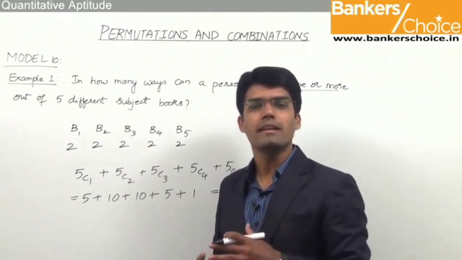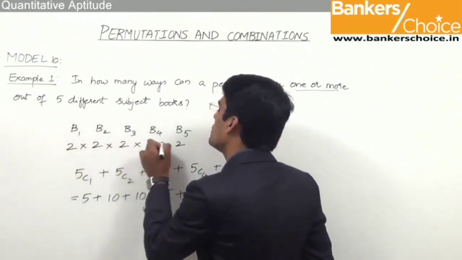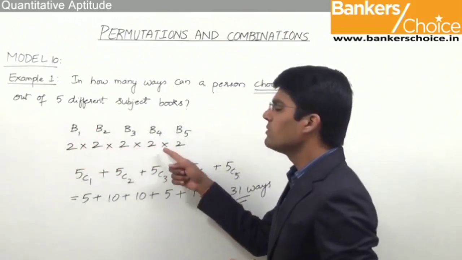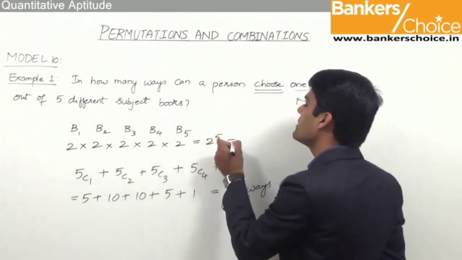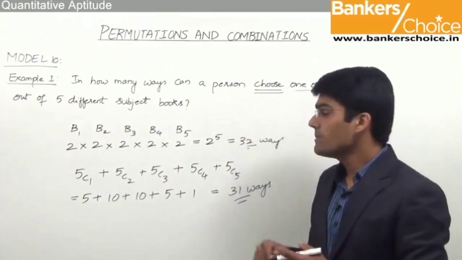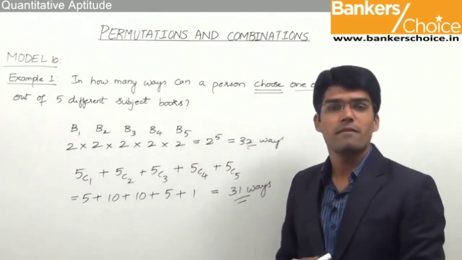That means either he can take it or leave it. Now altogether you find that there are a total of 2 into 2 into 2 into 2 into 2 ways. That is nothing but 2 power 5 ways, which is equal to 32 ways. That means there are a total of 32 ways in which books can be selected out of 5 different subject books.